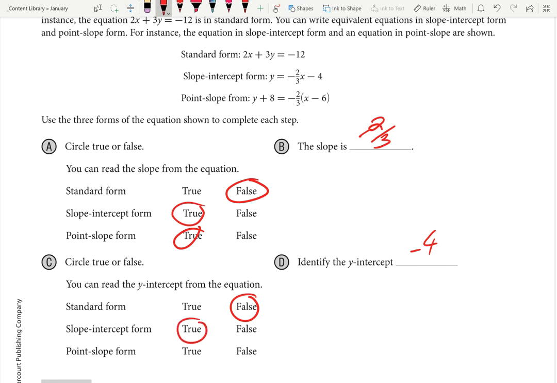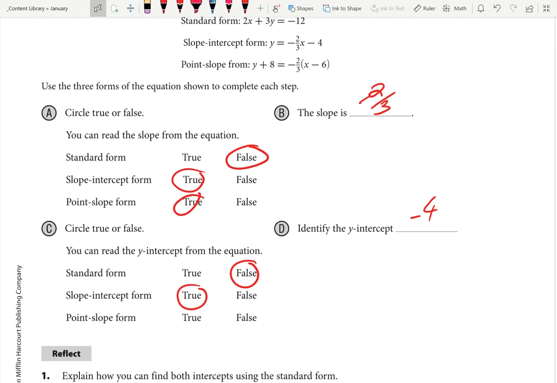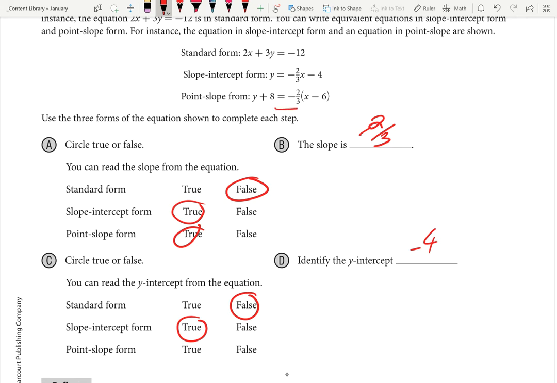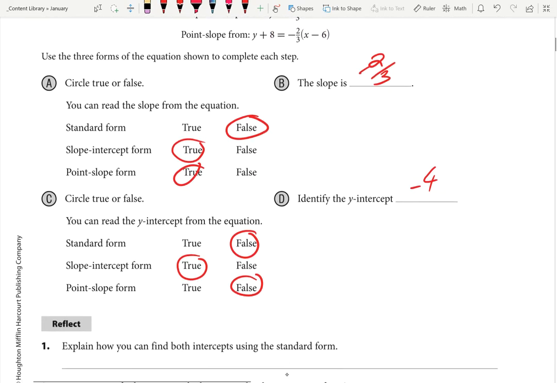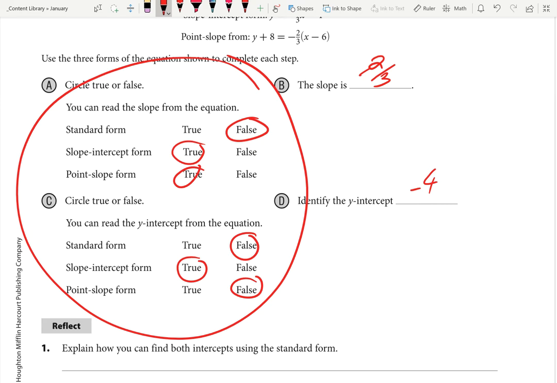So, of course, we can see it in slope-intercept form. And then point-slope form. Unfortunately, I cannot see the y-intercept in point-slope form because the 8 and the 6 make up a point on the graph, but that point's not always the y-intercept. So we do not see the y-intercept from point-slope form. The only time I can see the y-intercept is if it's written in slope-intercept form, which, if you look at the two reasons here, you'll see this is why I prefer the slope-intercept form.